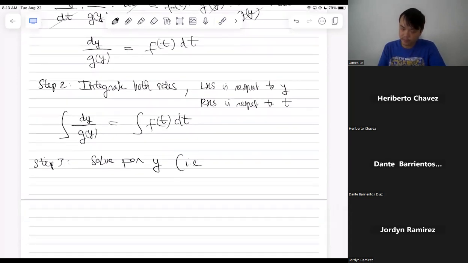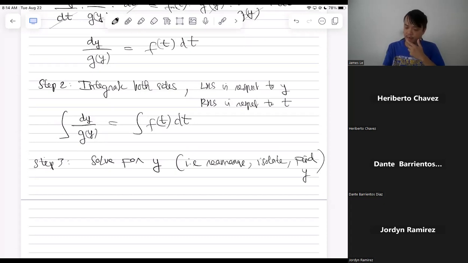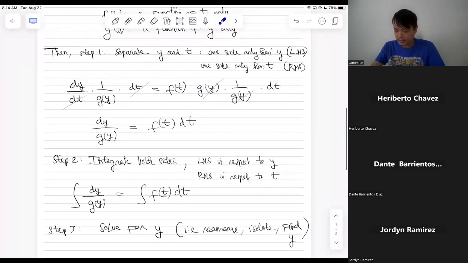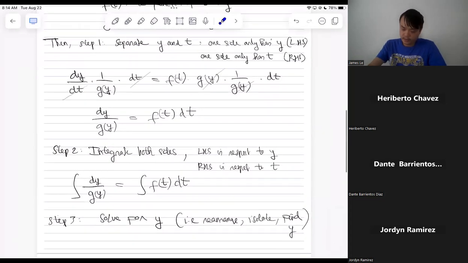Maybe you will use some technique like rearranging, or you isolate the variable y, maybe 5y. This step is using some algebra to solve for y. So basically, solving a separable differential equation, just follow these steps right here.